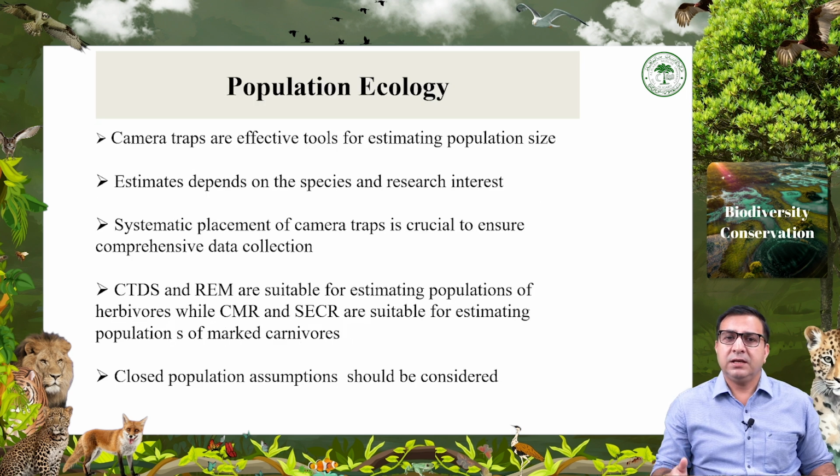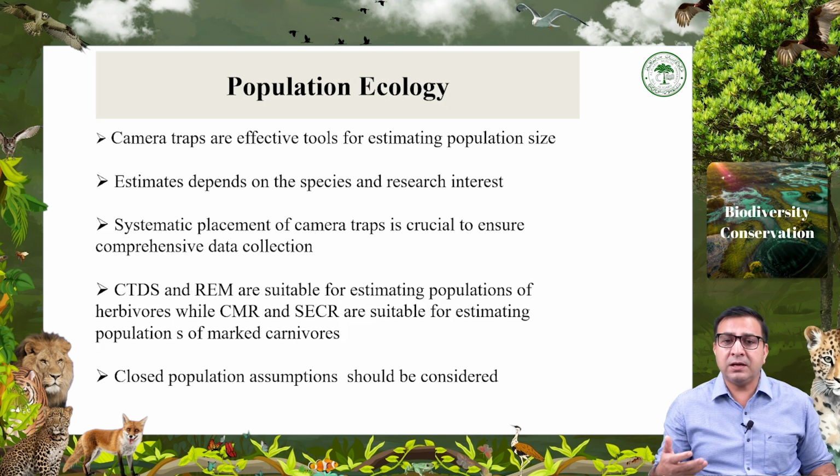Actually, we can say that camera traps have transformed population ecology in wildlife conservation by allowing us to estimate animal population effectively. The method we choose depends on the species and the research goals. So we need to be very careful while deploying the camera traps about what method we choose, depending on our research goals as well as the target species. For herbivores, we use random sampling analyzed with camera traps, distance sampling and random encounter models. For carnivores, capture-recapture models are preferred.